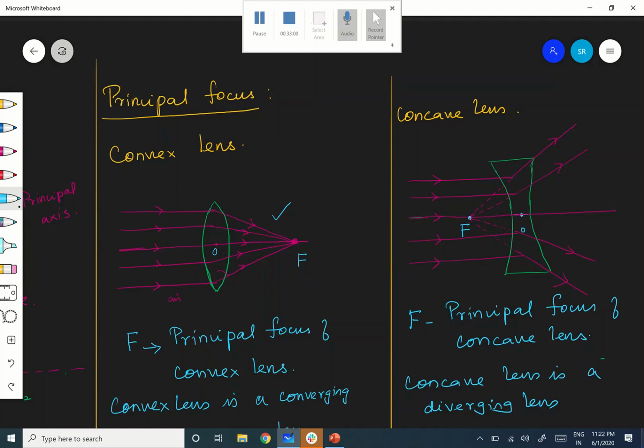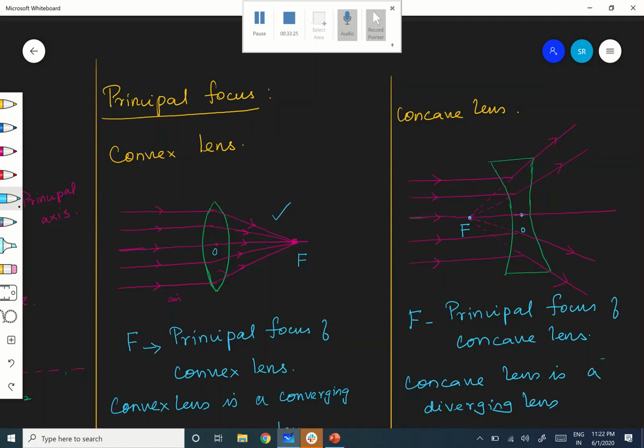Therefore, in both cases, the rays are diverging. Here, after reflection, the rays diverge. In the case of a concave lens, after refraction the rays will diverge. That is why they are diverging in nature. That is, a convex mirror is a diverging mirror, and a concave lens is a diverging lens.